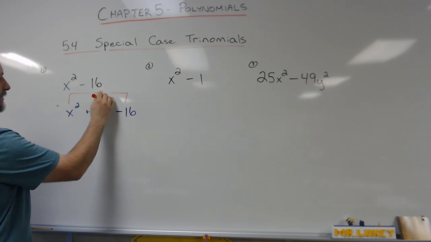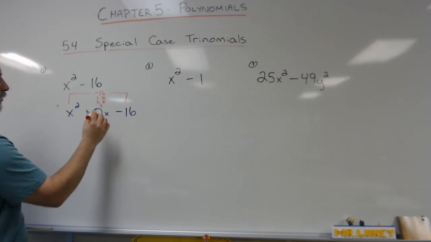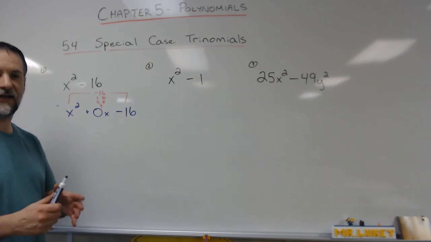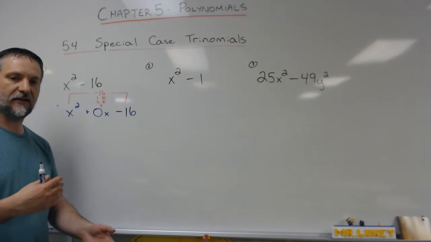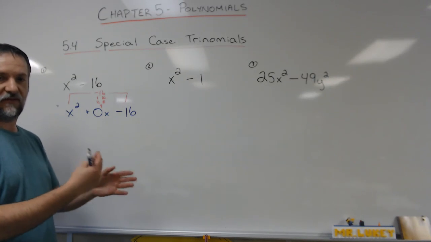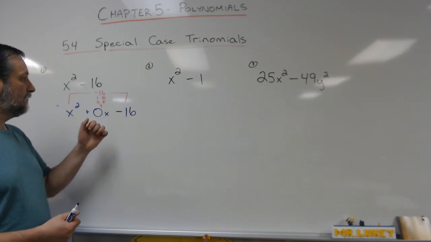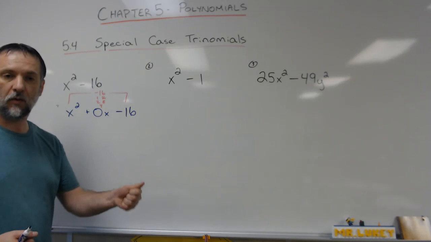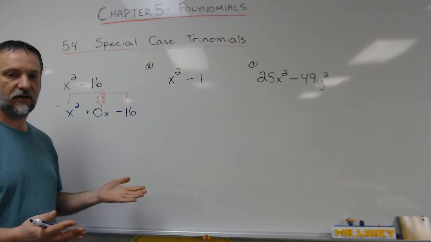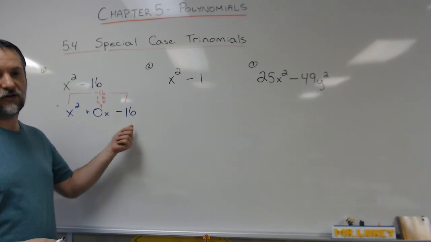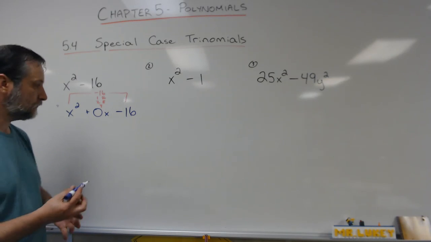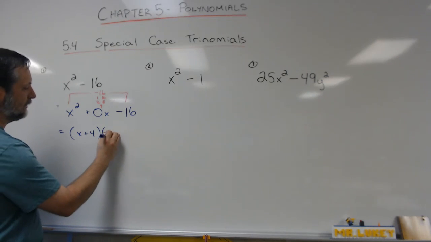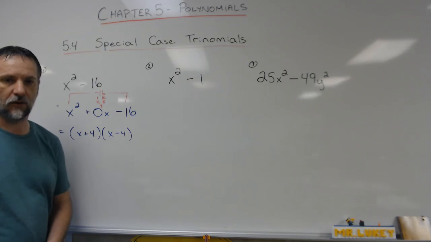and the factors are 1 and 16, 2 and 8, or 4 and 4. Well, I need two numbers that multiply to make negative 16, but add to make 0. So the numbers have to be the same in opposite values, right? Positive and negative. So 1 and 16 won't get me back to 0, 2 and 8 won't get back to 0. 4 and 4 will get me back to 0 if one is a positive and one is a negative, and they also multiply to give me the negative 16. Because of that, this becomes x plus 4 times x minus 4.